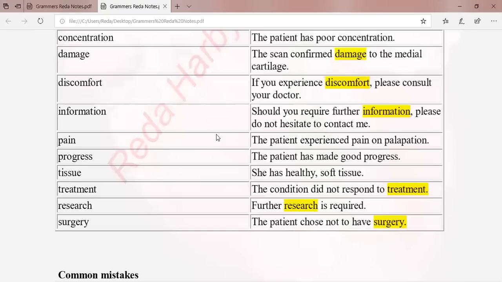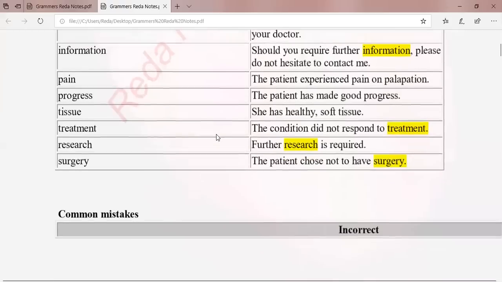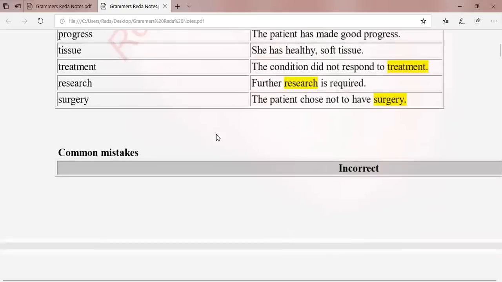A pain, like doctor replied on some of the groups, like say a pain. No, pain, experienced pain. But if the pain is specific, you can say a knee pain, a right knee pain, because this is specific pain. But as a general rule, pain is not countable, it is uncountable. Information, progress, treatment. Don't say treatments. Don't say investigations. Investigation, treatment, research, surgery, not a surgery.